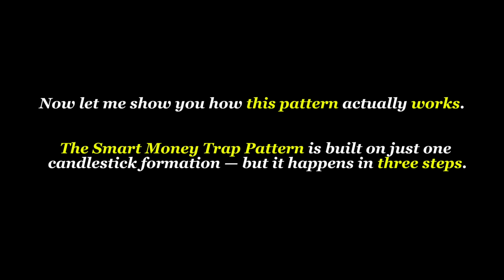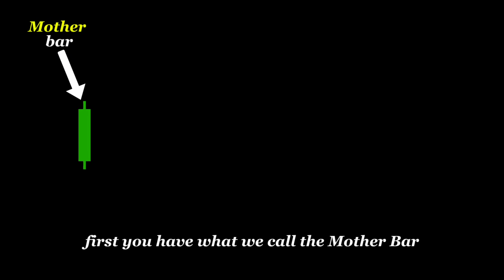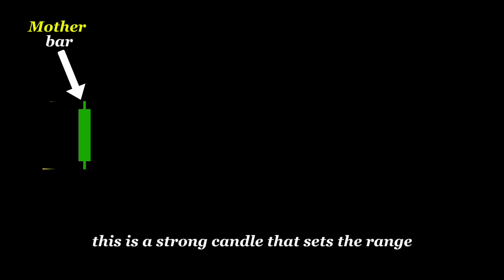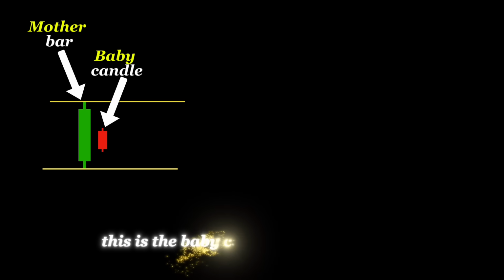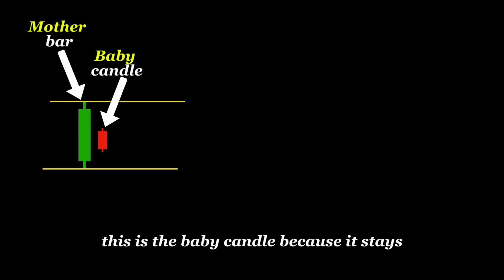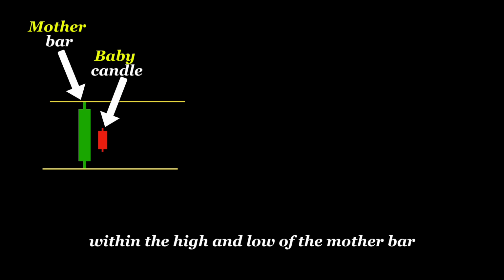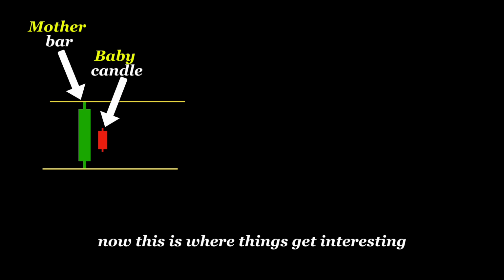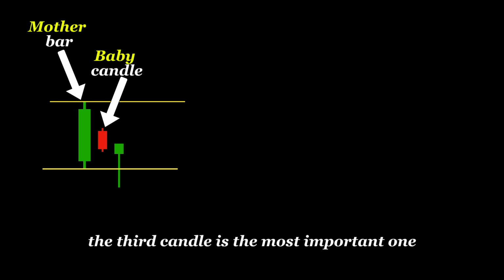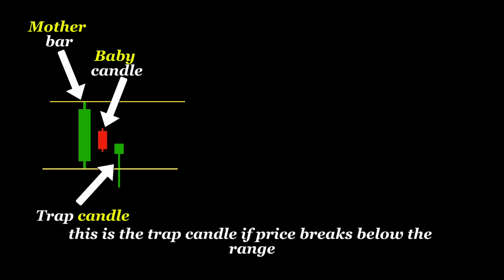The smart money trap pattern is built on just one candlestick formation, but it happens in 3 steps. First, you have what we call the mother bar. This is a strong candle that sets the range. Then, the second candle forms inside it. This is the baby candle. Because it stays within the high and low of the mother bar, it creates a range-bound market. Now this is where things get interesting. The third candle is the most important one. This is the trap candle.